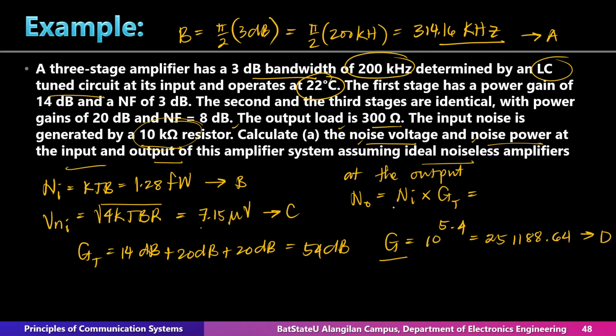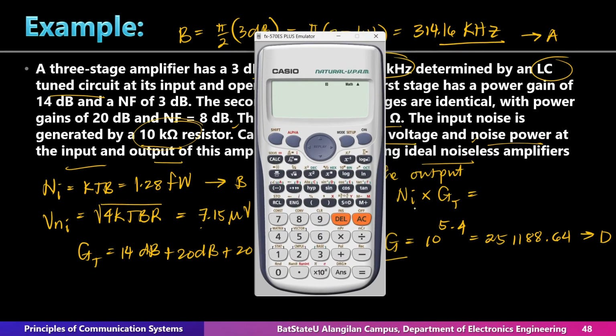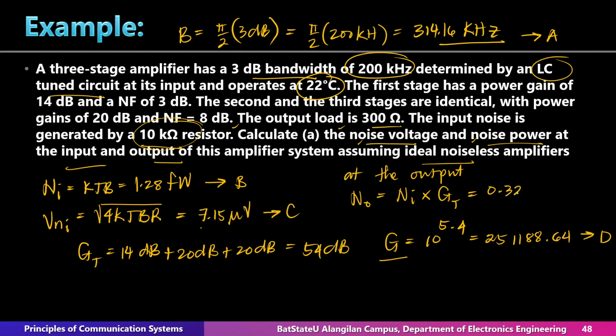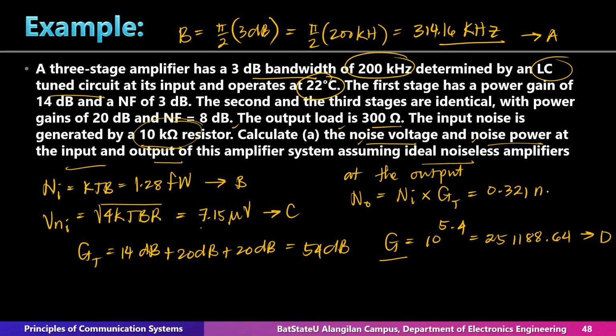Ito na yun, ano? So, that's equal to the noise power at the input times the overall gain. Since nakastore naman sila sa calculator, pwede na nating erekta. Ang noise power at the input is nasa B at yung gain ay nasa D. So, ang sagot 0.321 to the negative 9. Nanowatts. Ayan.